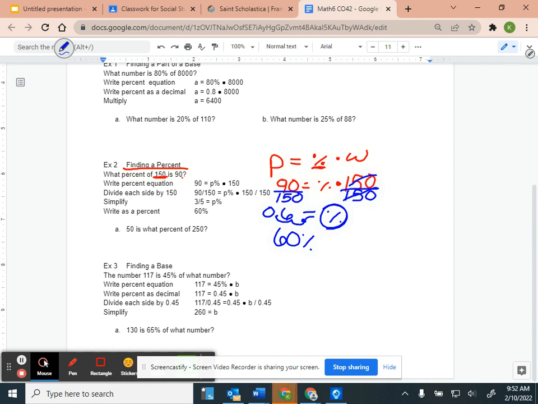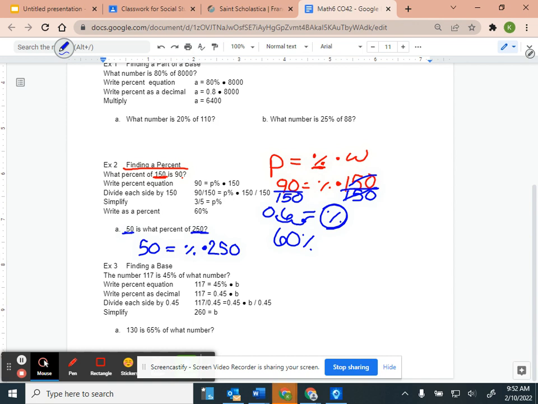Remember, I want to plug this information into our equation. 50 is what percent of 250? So 50 is my part. My part equals percent. I don't know my percent. That's what I'm looking for. So I'm just going to write that percent sign to represent my percent of 250.